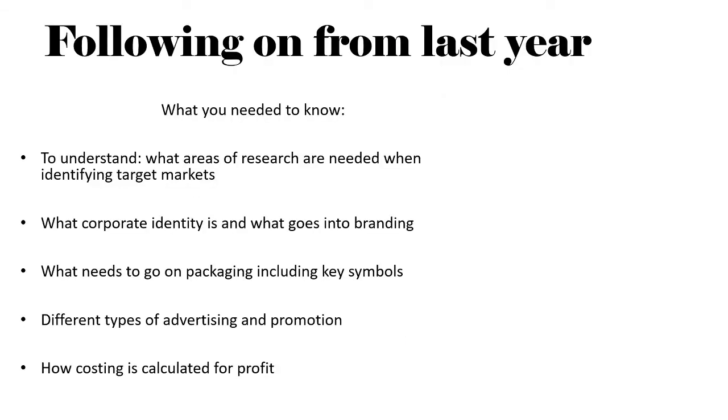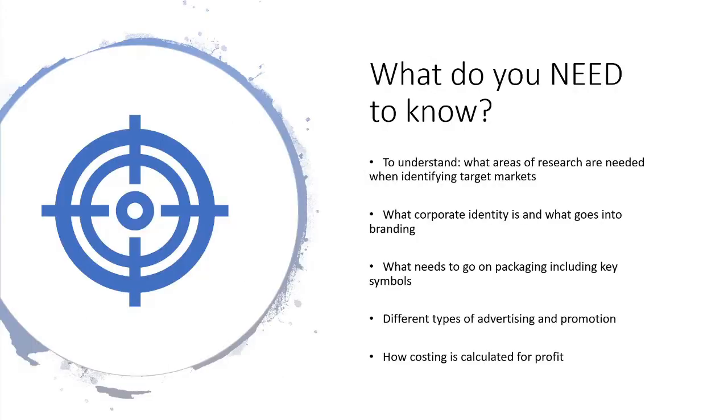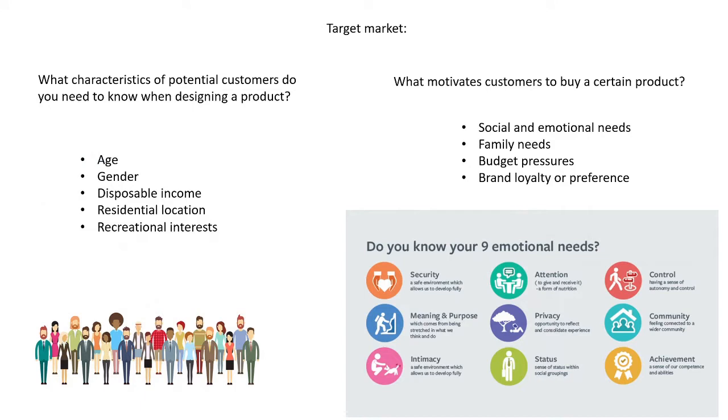So just a recap of what you need to know. Understand what areas of research are needed when identifying target markets, what corporate identity is and what goes into branding, what needs to go into packaging including key symbols, different types of advertising and promotion, and then how costing is calculated for profit.